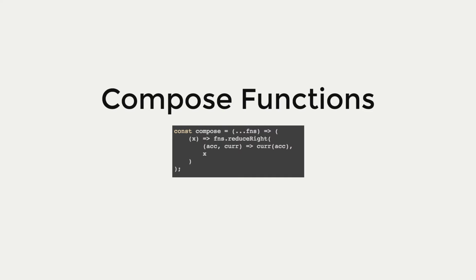So if we had just reduce here, this would actually be a pipe function, not compose. Essentially here is just an easy way to create compose. This accepts any length of arguments, each being a function, and returns a new function. But now we can compose a bunch of functions together and pass a value through them.